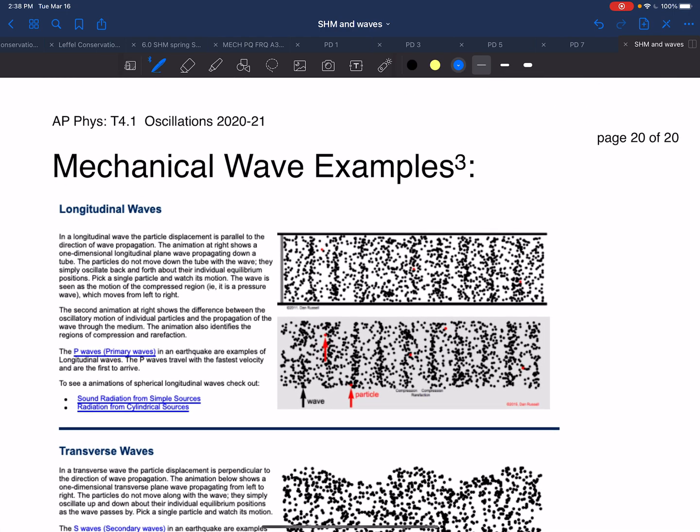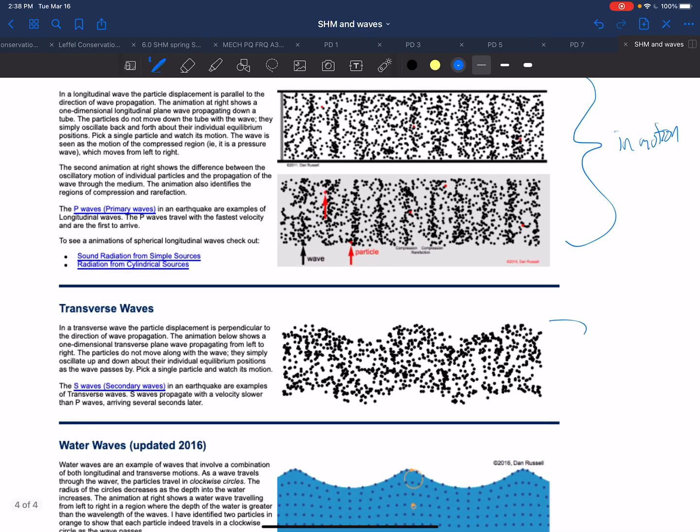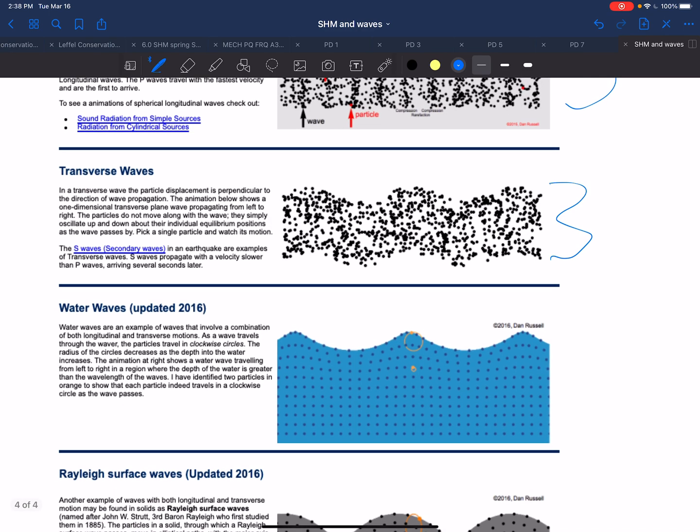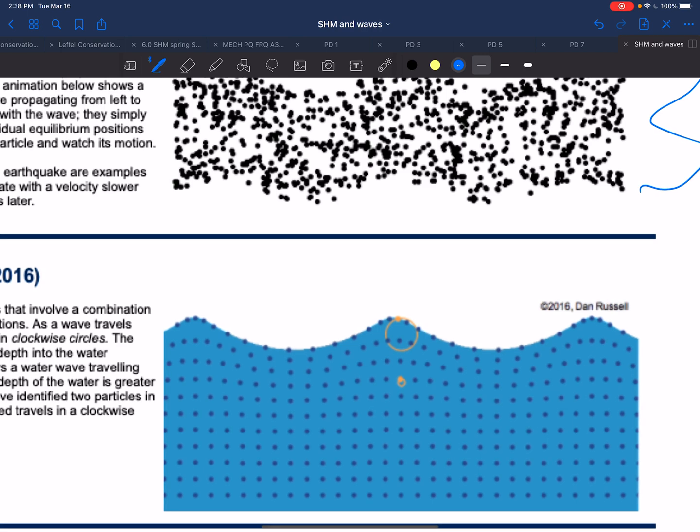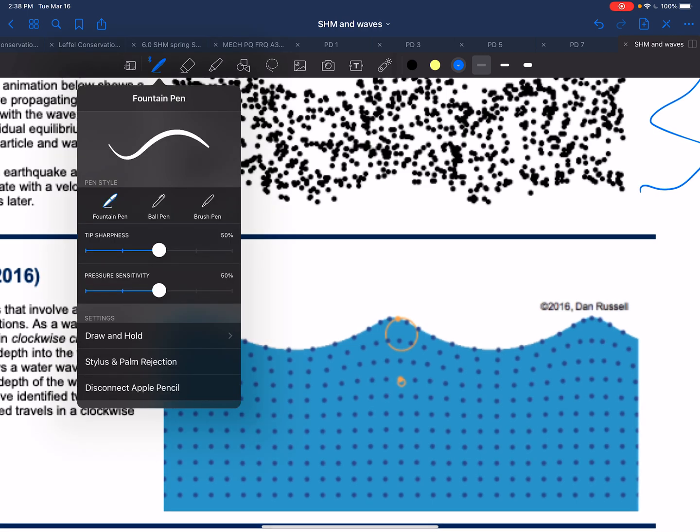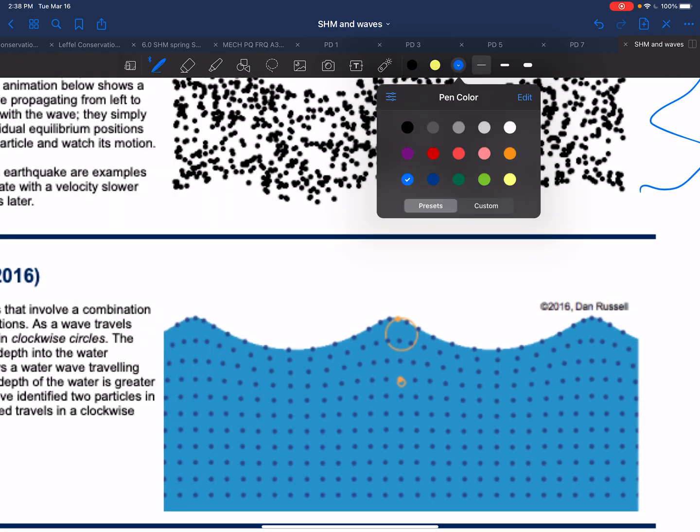In a separate video, I'm going to go over these animations of 3 different types of waves. Longitudinal waves in motion, so you can see it actually happening. We're going to see a transverse wave in motion, and then 2 other kinds of waves. And the first of these is a water wave.